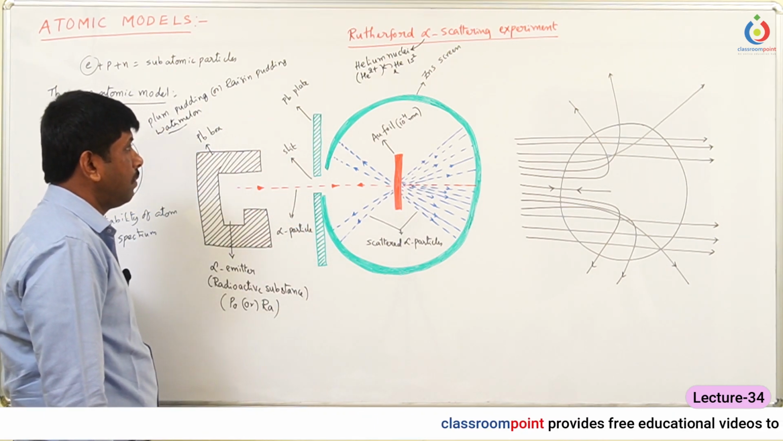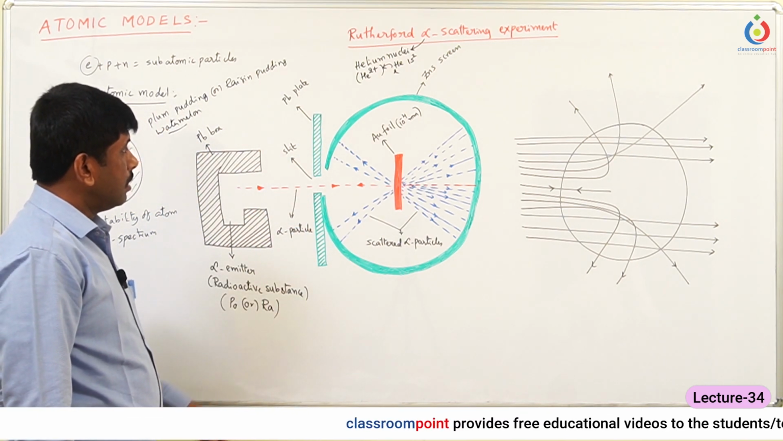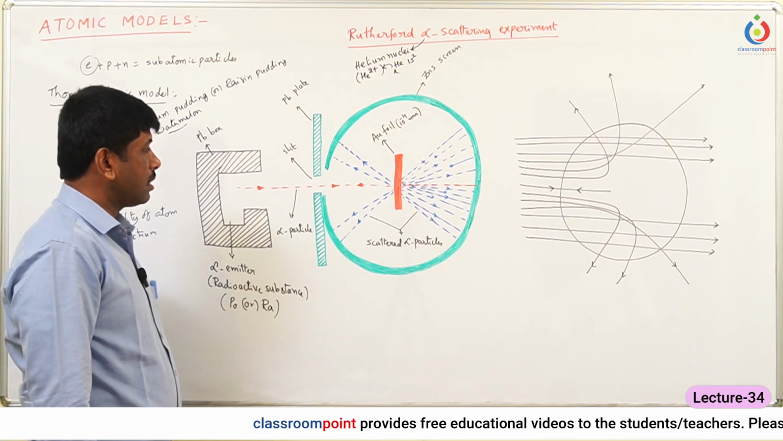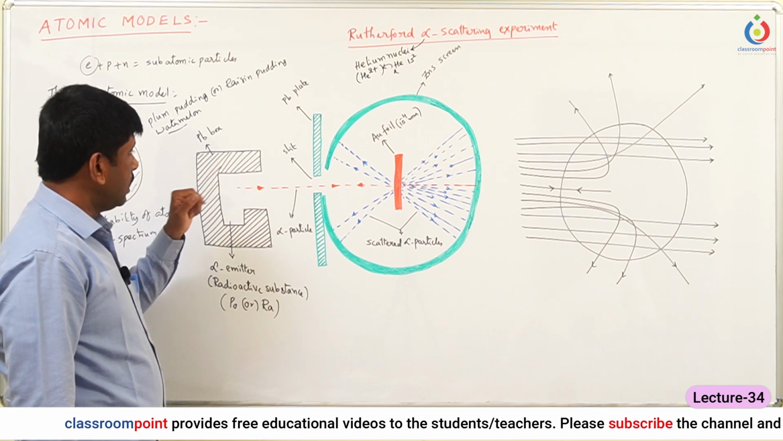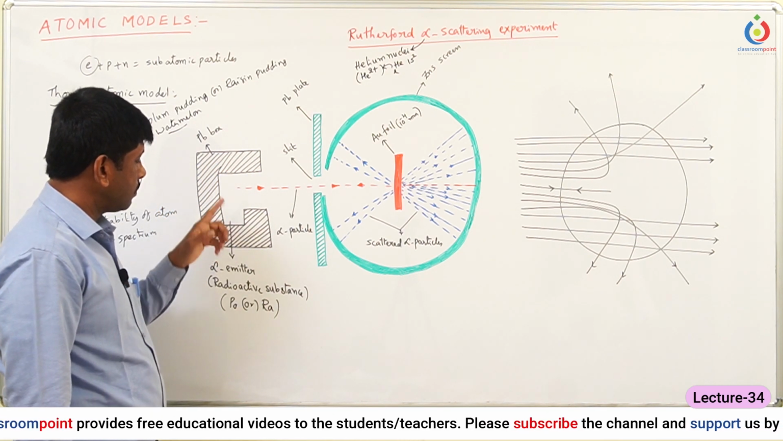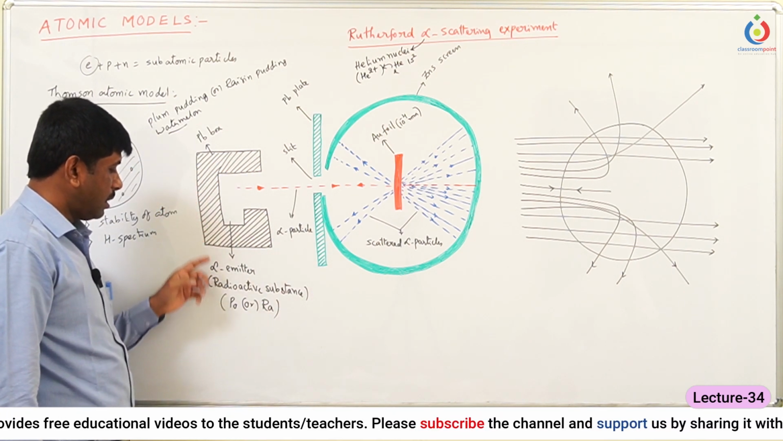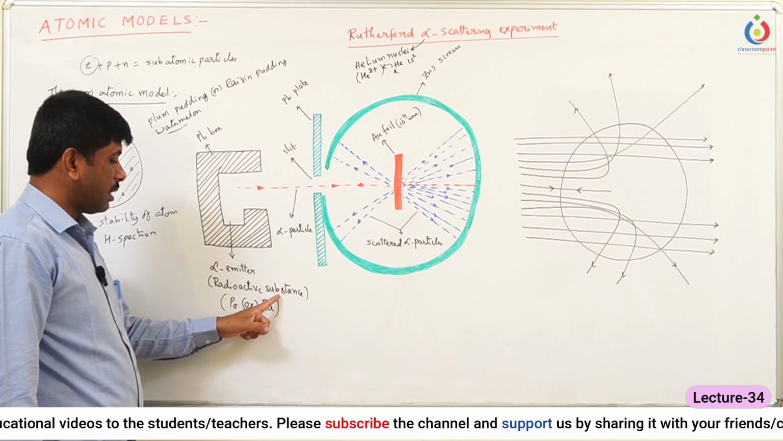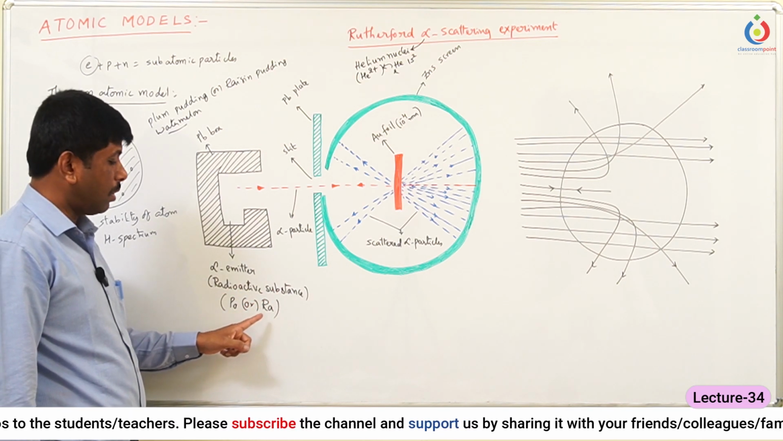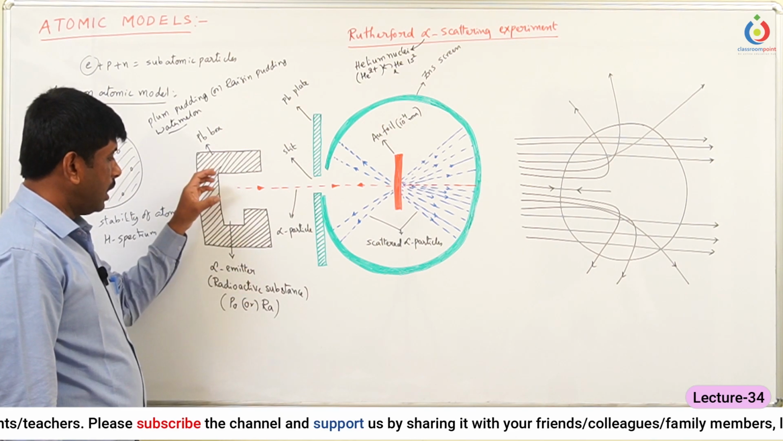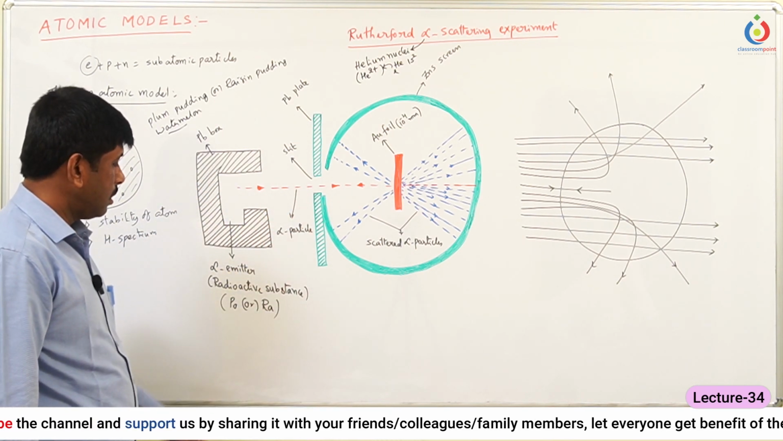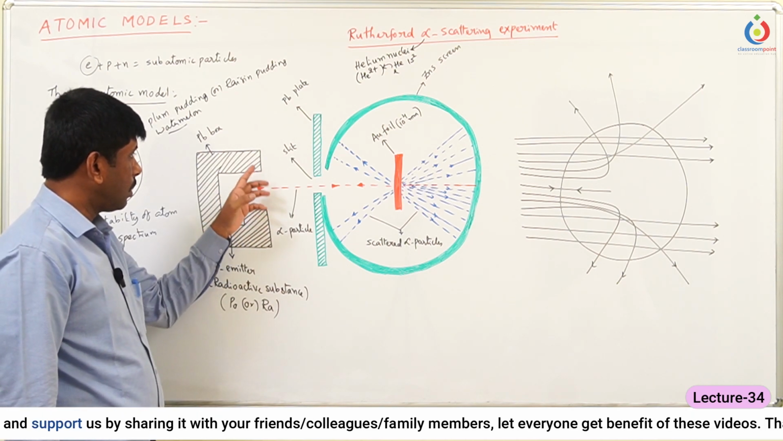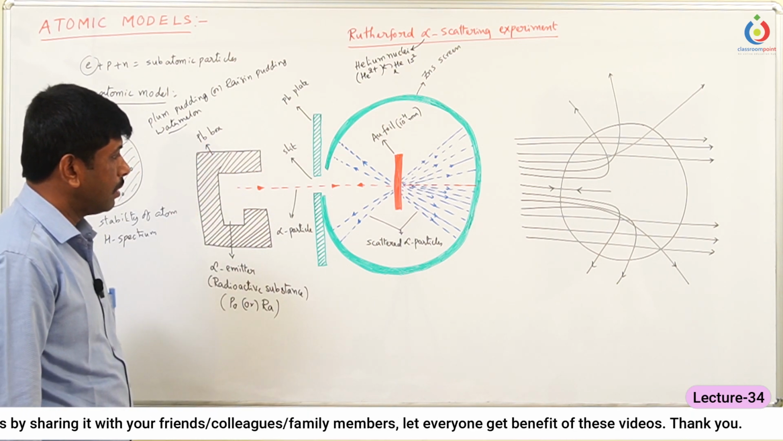Now coming to the Rutherford alpha scattering experiment, let us first discuss the description of this experiment. In this experiment there is a lead box which contains a radioactive substance, maybe either polonium or radium. This radioactive substance releases alpha particles, so alpha particles come out of this lead box.